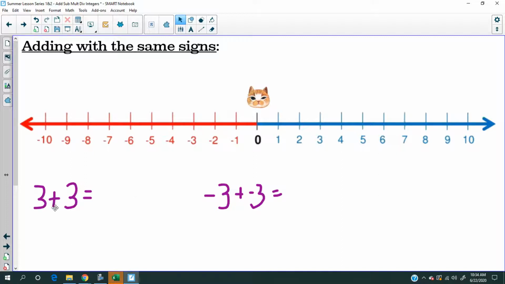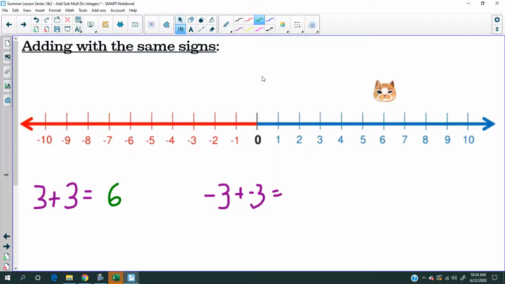Okay, so again, we start at positive 3, right? Right here. That's this 3. Okay, we're gonna add 3 to it, right? So meow, meow, meow, right? So we end up at 6, right? Again, I'm not trying to insult your intelligence. I'm just trying to make a very, very basic point.